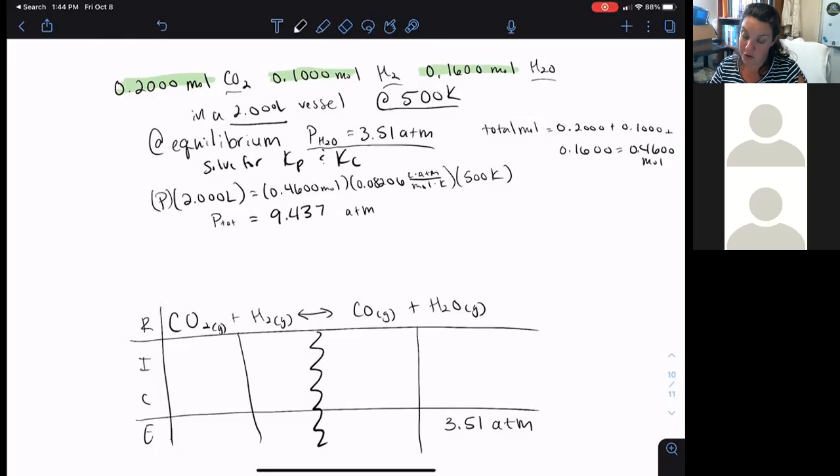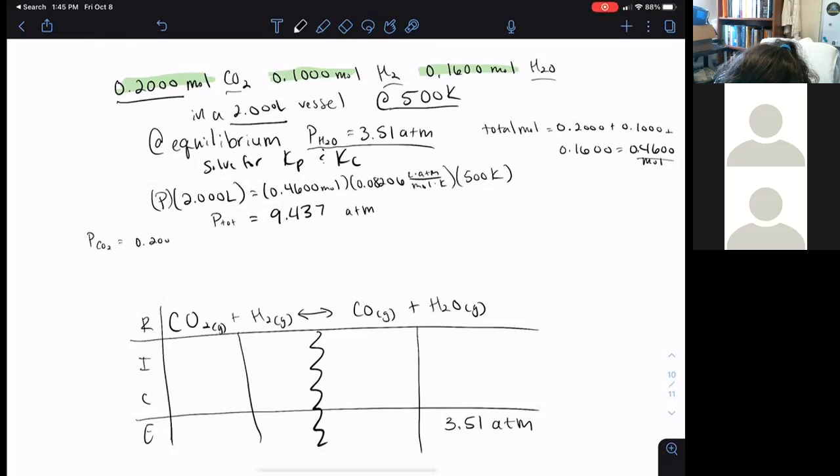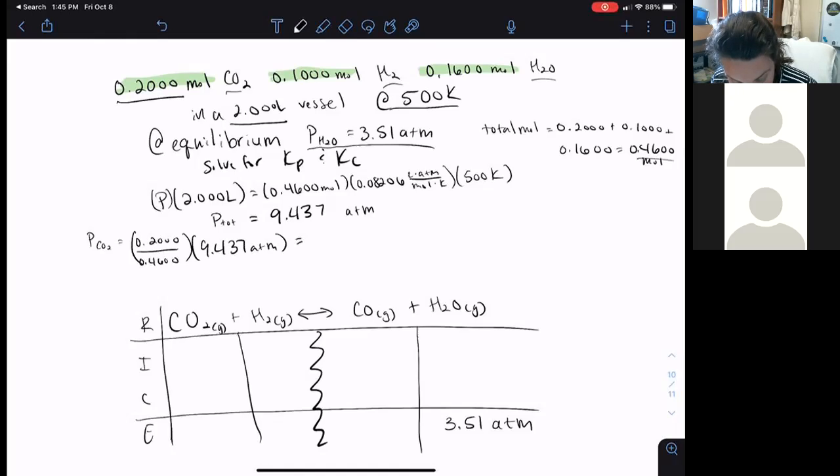And then to solve for our partial pressures, we just take our mole fractions times our total pressure. So our partial pressure of CO2 would be our mole fraction of CO2, which is our moles of CO2 divided by our total moles. So 0.2000 divided by 0.4600 times 9.437 atmospheres, giving us... Wait, why did you do that? Because I'm trying to get my partial pressure of CO2.